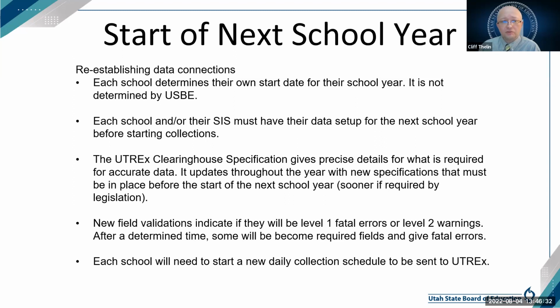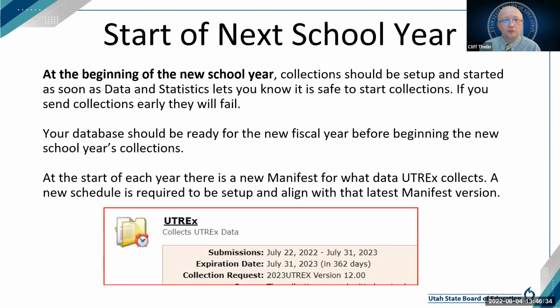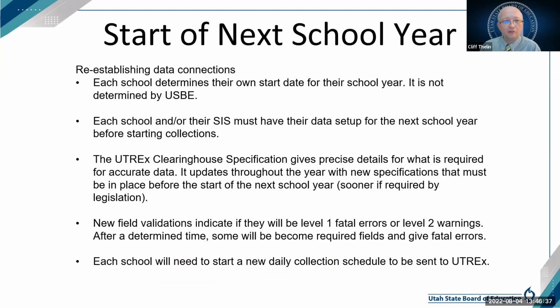A little bit more on the last one. We've got new field validations that indicate if there will be a level 1 fatal error or level 2 warnings. After a determined time, some of those will become required and give fatal errors. Each school will need to start a new daily collection schedule to be sent to UTREx. Go to the next slide.